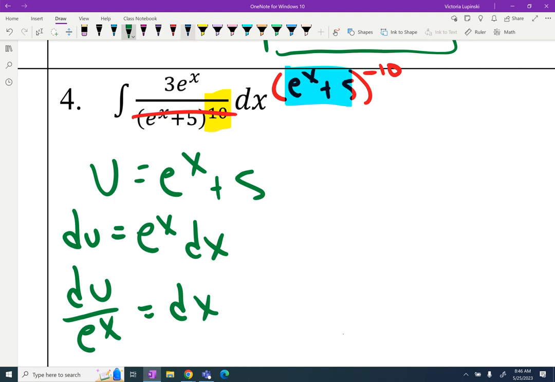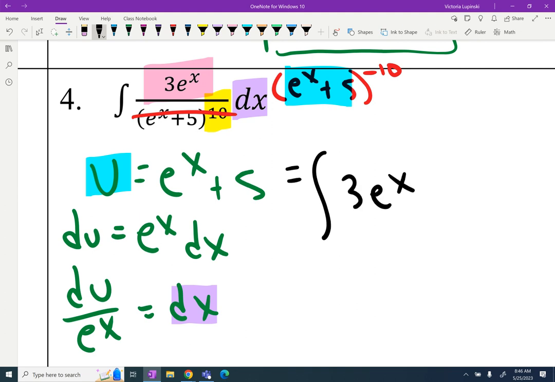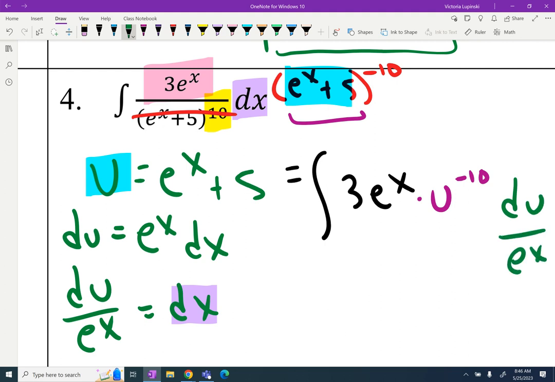When you now go to substitute, you're going to substitute in your u, of course. Don't lose your 3e to the x, and then replace your dx. When you go to do the rewrite step, it's the pink times the purple. I guess I'll put that last. So it's the pink times, when you do this step here, this becomes u to the negative 10. And then when you plug in your dx, it's du over e to the x. So again, replace the pink with the pink, the blue with the blue, the purple with the purple.